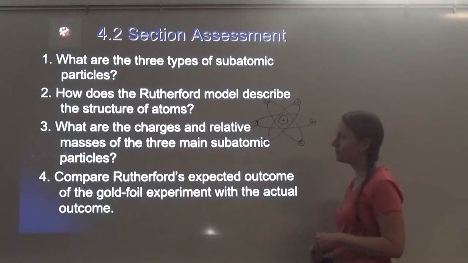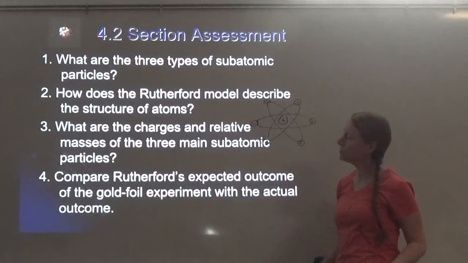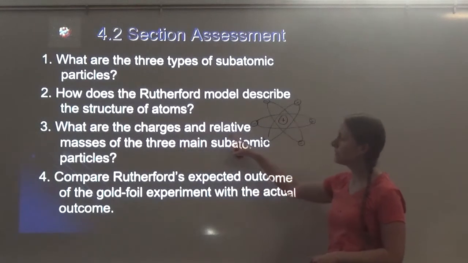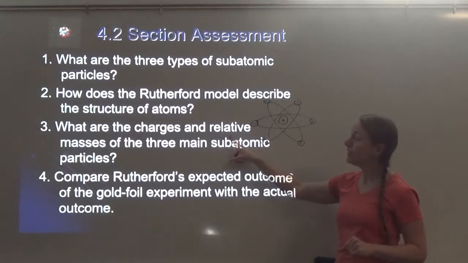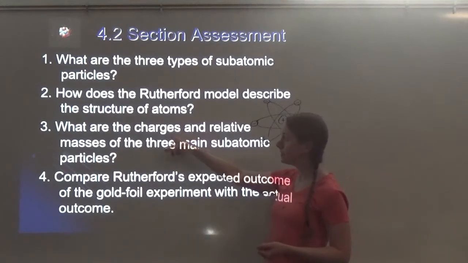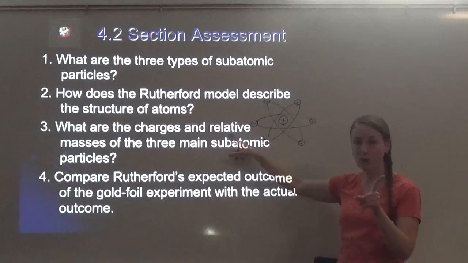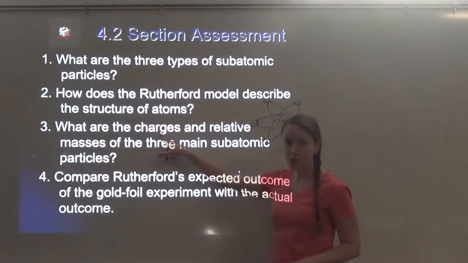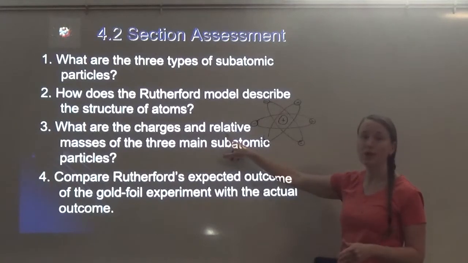All right, number 3, it says, what are the charges and relative masses of the 3 main subatomic particles? Okay, so this is just verbal, so I'm just going to say it. A proton has a positive 1 charge and a relative mass of 1. A neutron has a 0 charge and a relative mass of 1. An electron has a negative 1 charge and a relative mass of 1 over 1,840.